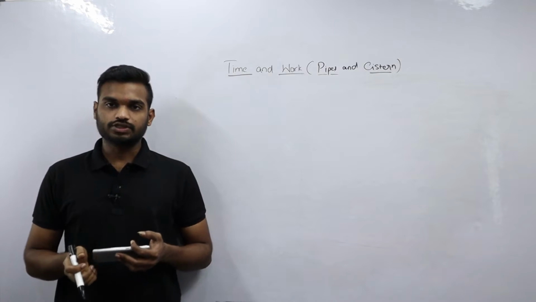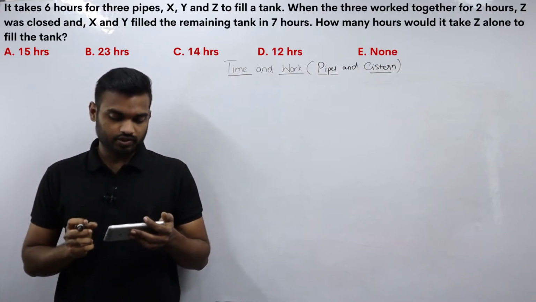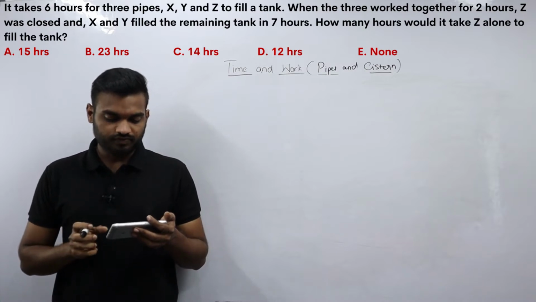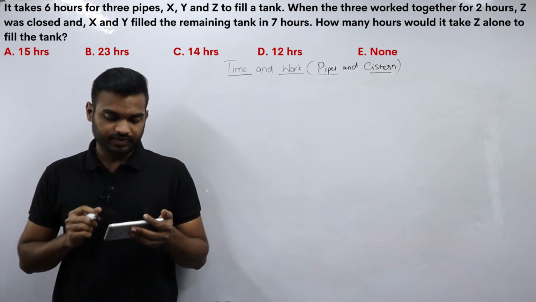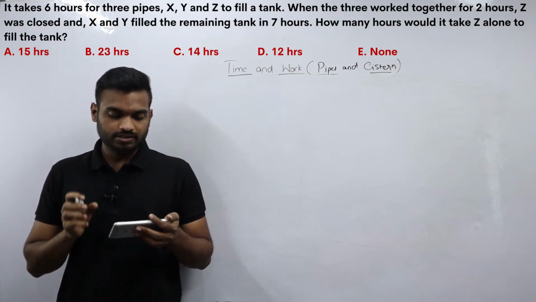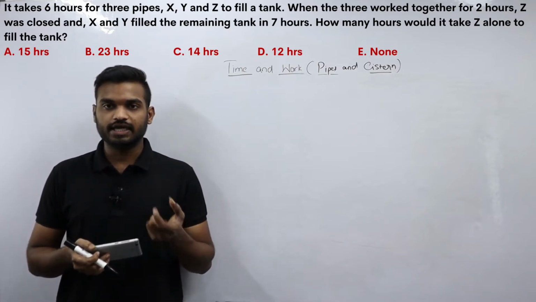Now let's look at our first question. They are saying that it takes 6 hours for 3 pipes X, Y and Z to fill a tank. When all 3 worked together for 2 hours, Z was closed. X and Y filled the remaining tank in 7 hours. How many hours would it take Z alone to fill the tank? So we need to find out the time taken by Z alone to finish the entire tank.